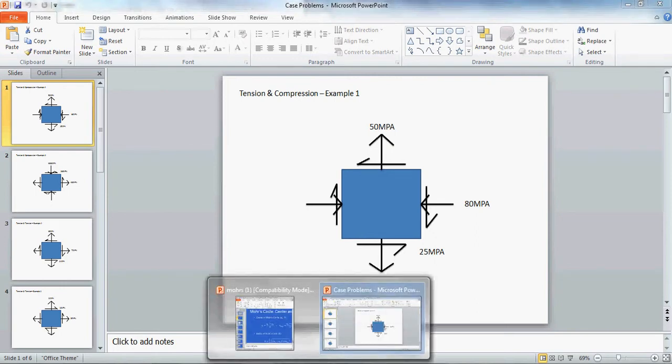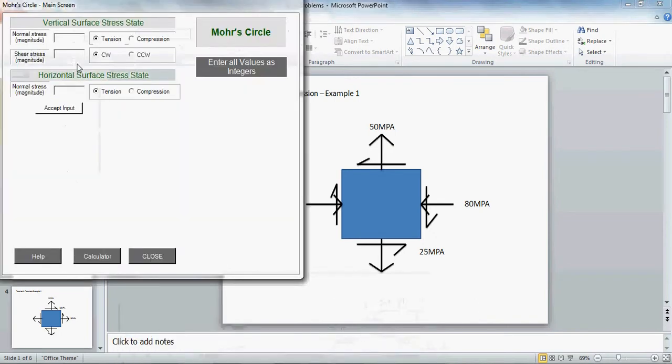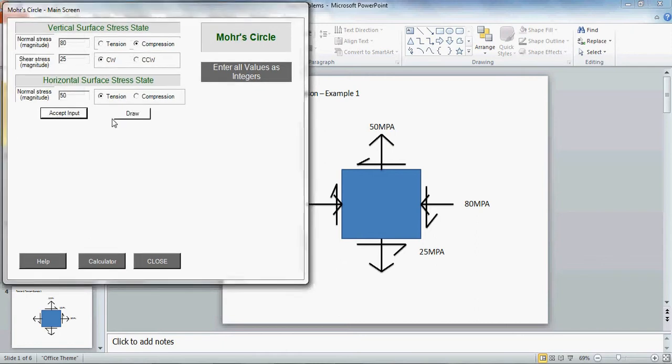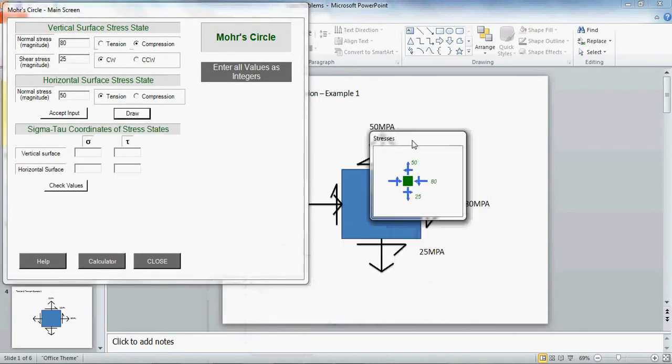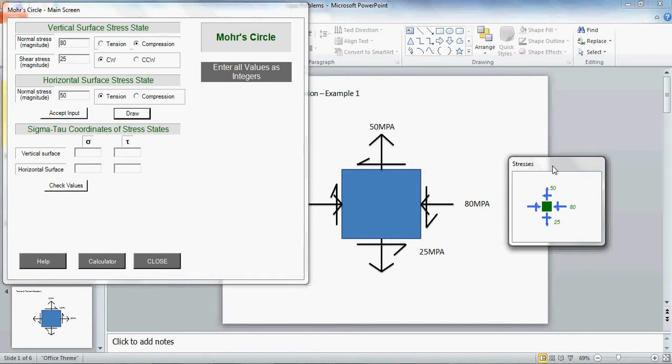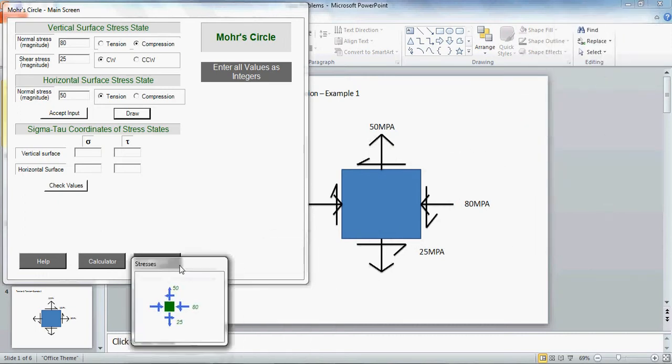So compression 80, 25. Now you can see, looking at the vertical surface, it's trying to go down in the clockwise direction. So it's clockwise. That lines up with what we're looking at right now.